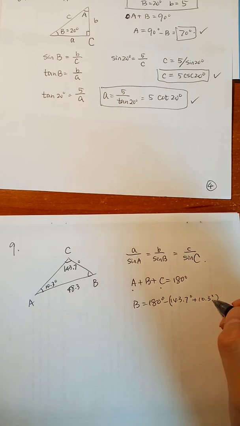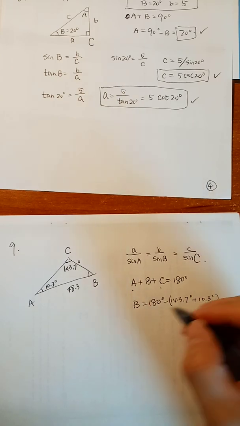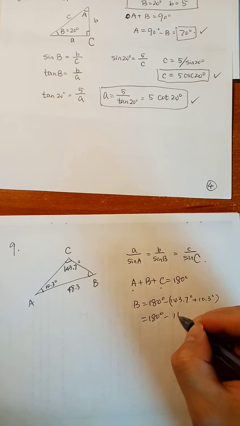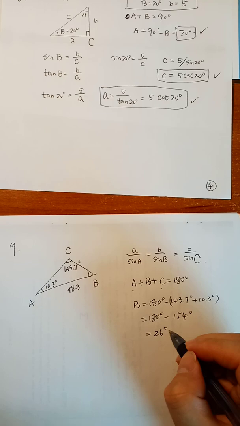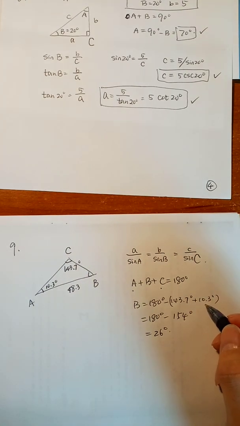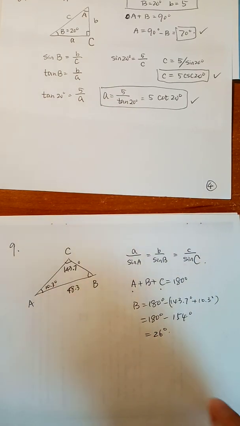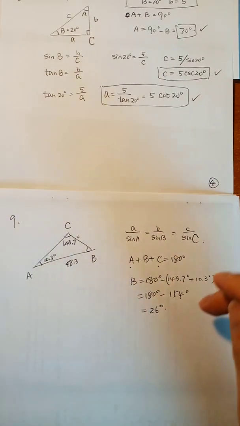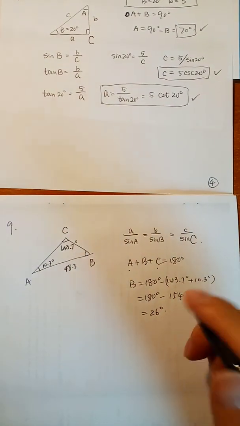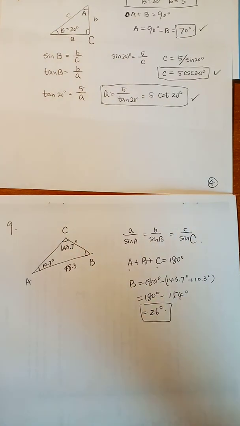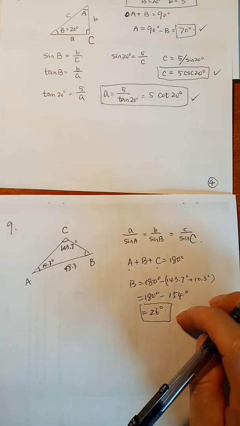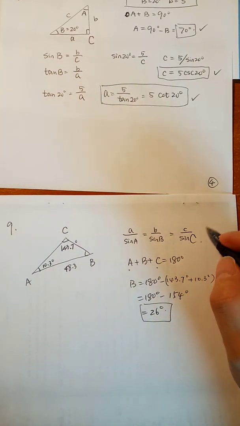Let's check what is the sum. It's 154 degrees. So it's 26 degrees. I assume I'm right. Yeah, I believe I'm right. Okay, so you have this B. Solve the triangle means you are going to find 3 angles, 3 sides. So this is the missing angle, and you have 2 missing sides.